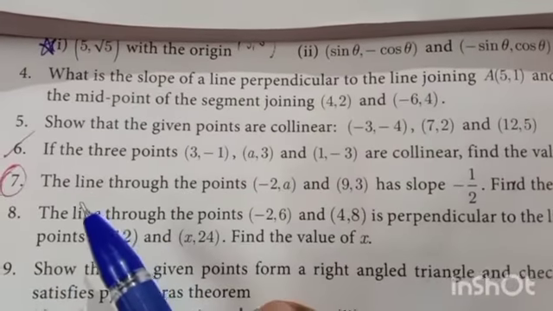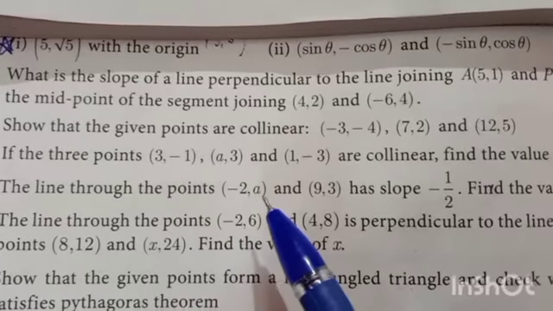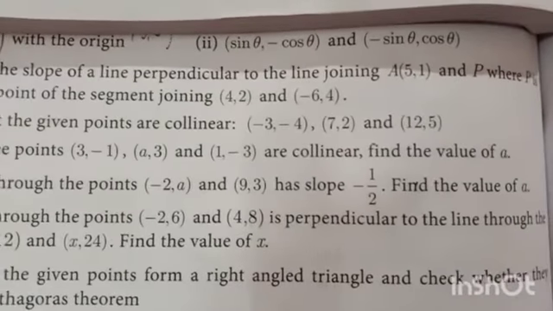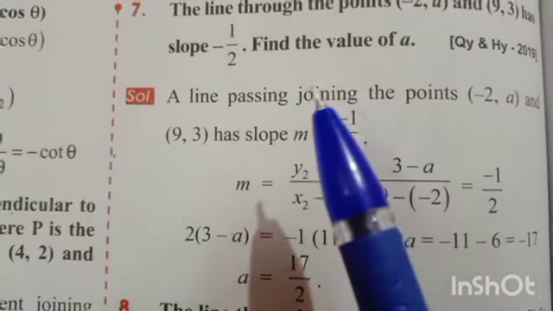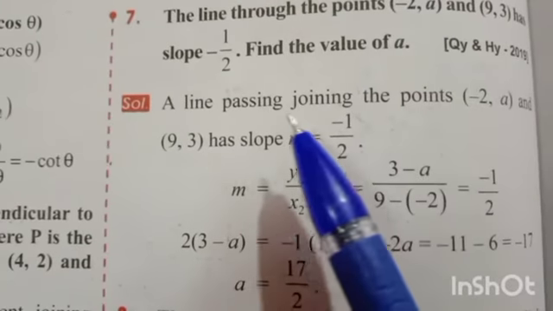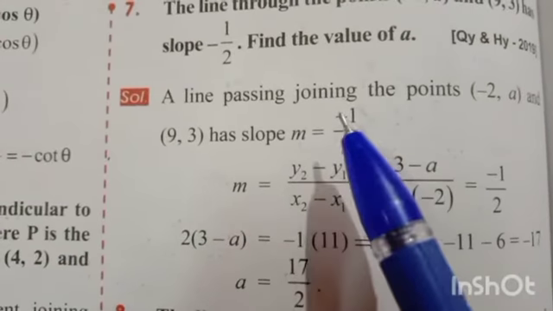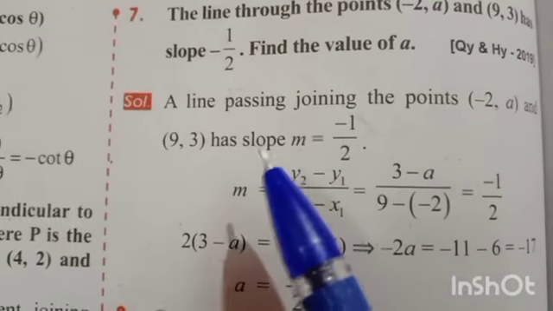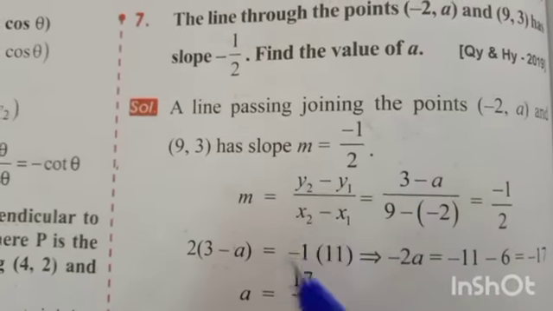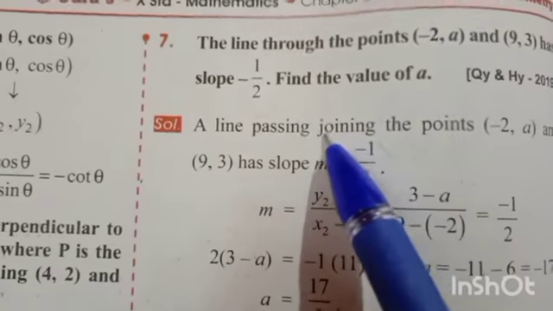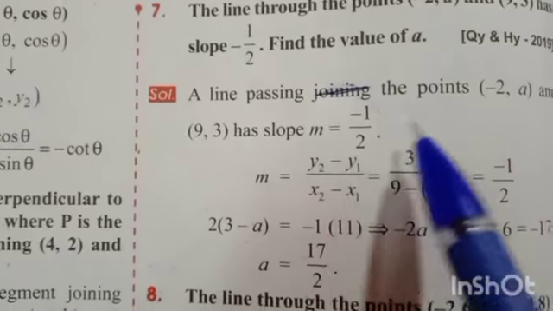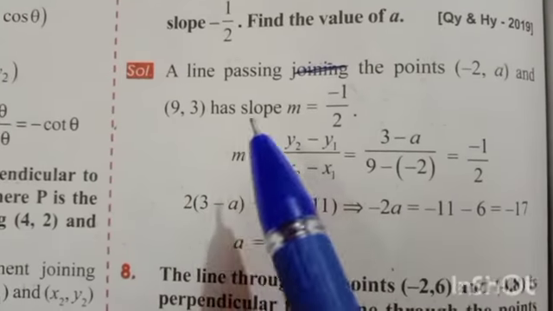Listen students, seventh question. The line through the points minus 2 comma a and 9 comma 3 has slope minus 1 by 2. Find the value of a. Student, it is a very important question. What is given in the question? The line passing the points minus 2 comma a and 9 comma 3, slope is given minus 1 by 2. Line passing or joining the points, any one word you can use.